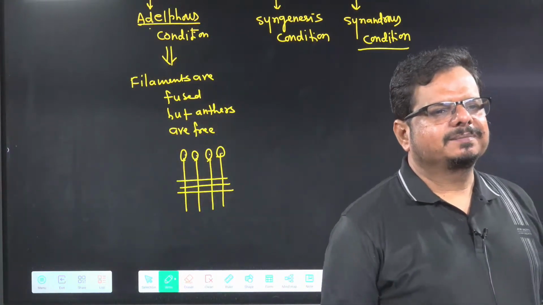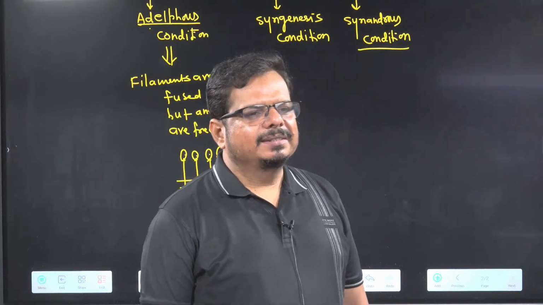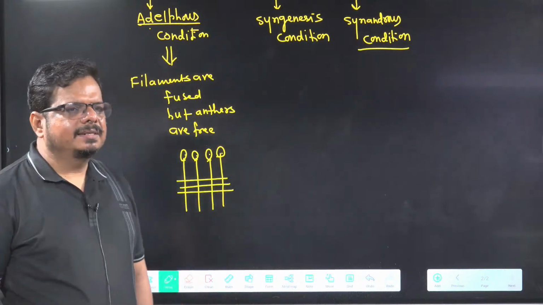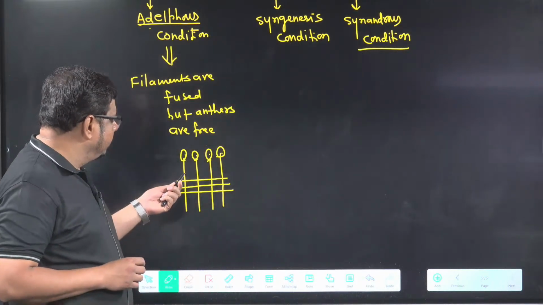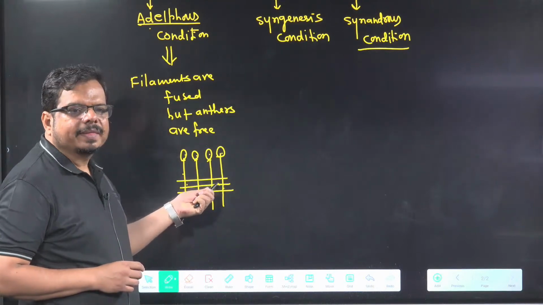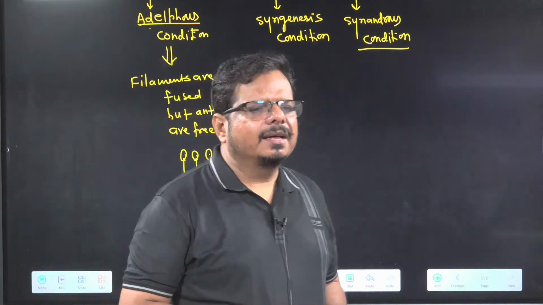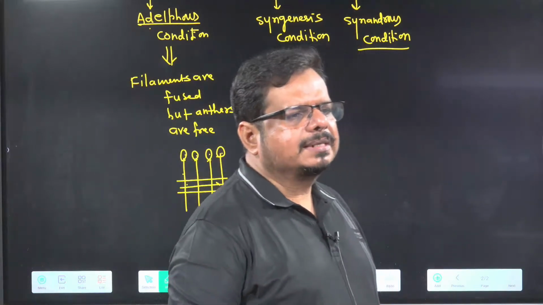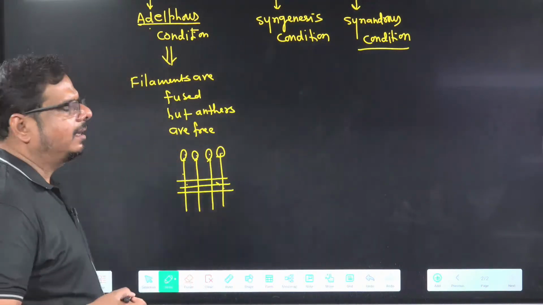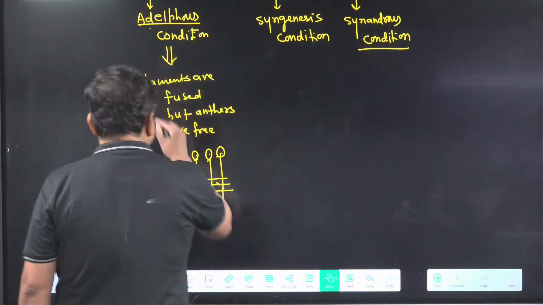Did understanding come about Adelphous condition or not? Tell me first. What happened in Adelphous condition? More than one stamen are there, but in the stamen, which part gets fused together? Filament gets fused together. Who is free here? Anthers are free here. Such a condition is called what basically? Adelphous condition. Clear?